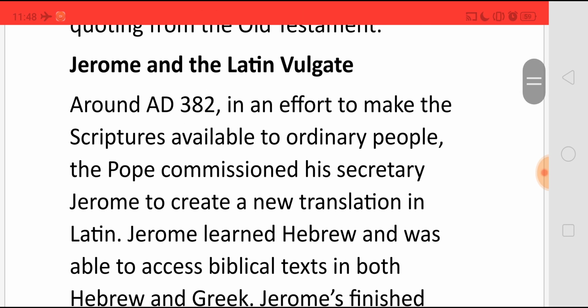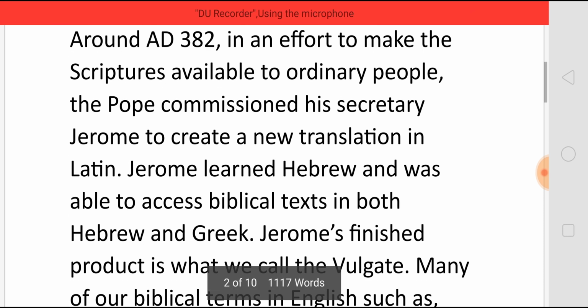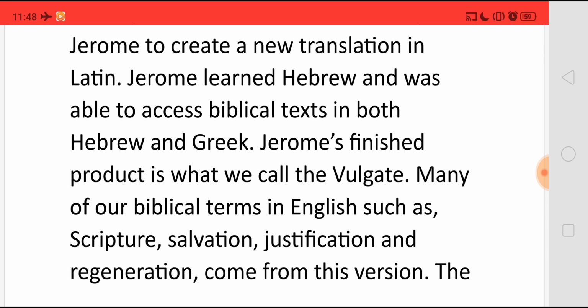First, we have Jerome and the Latin Vulgate, around 380 AD. Efforts were made so that the scriptures were available to ordinary people, and so the Pope commissioned his secretary Jerome to create a new translation in Latin. Jerome learned Hebrew for this, and he was able to access all the biblical texts in both Hebrew and Greek. Jerome finished the product which we call the Vulgate Bible.